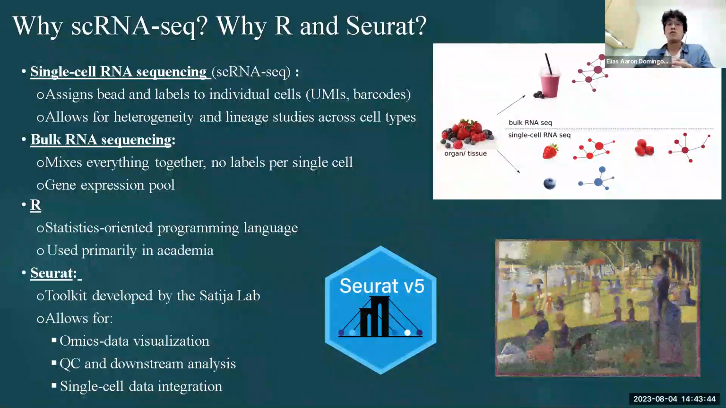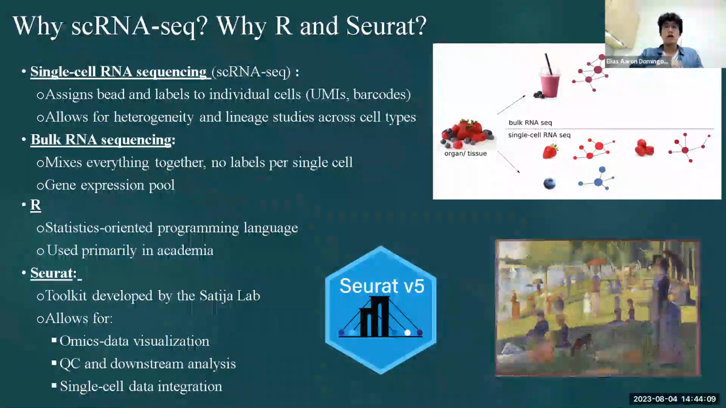However, if you do care about seeing how many blueberries you use, how many strawberries you use, and comparing between them, you're going to want to use single-cell RNA sequencing. This is because you're going to be able to obtain data on a single-cell basis, and you're going to be able to cluster the cells based off their biological features. And this allows us to study heterogeneity and lineage across different cell types.